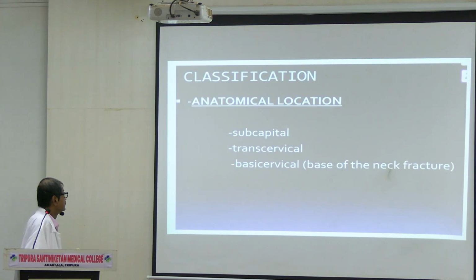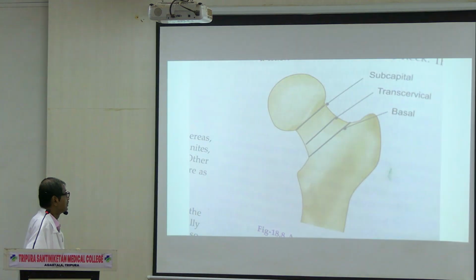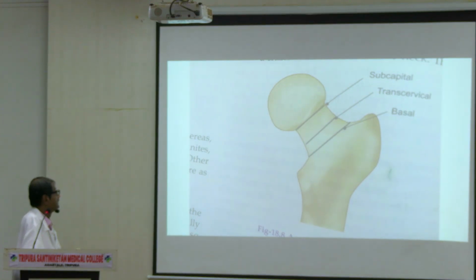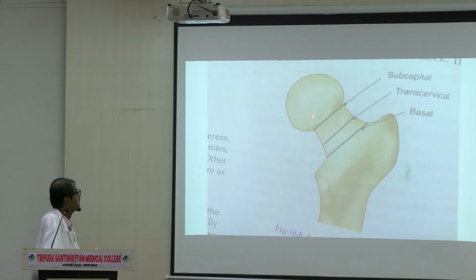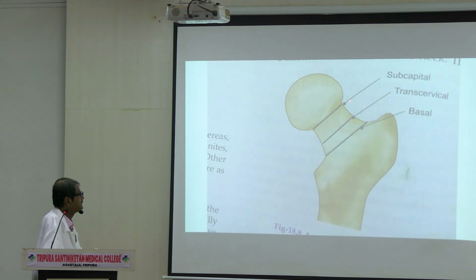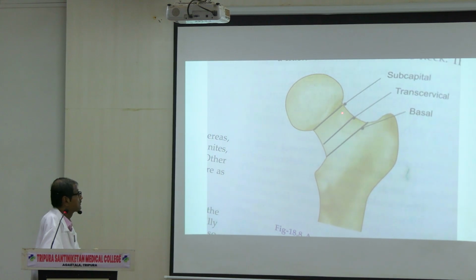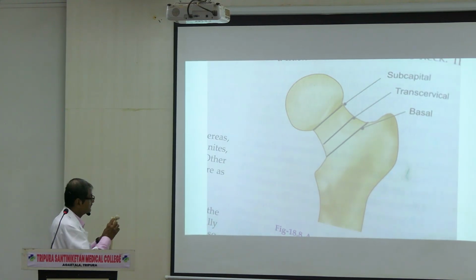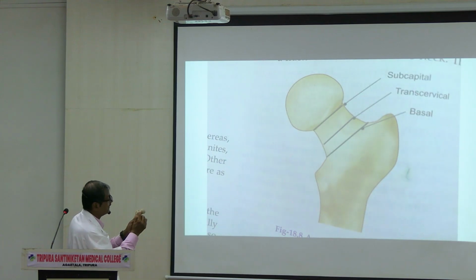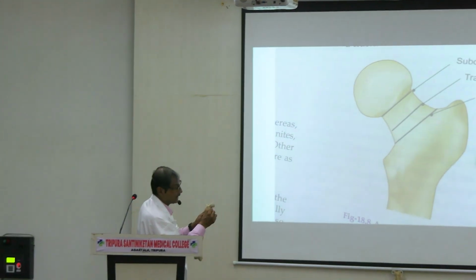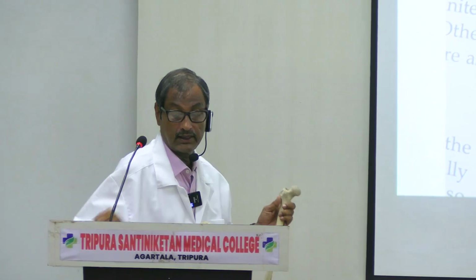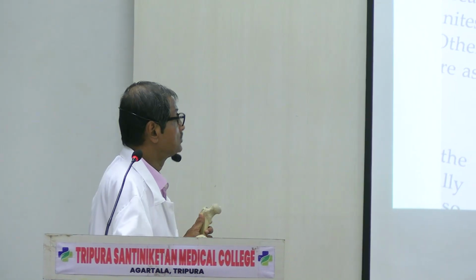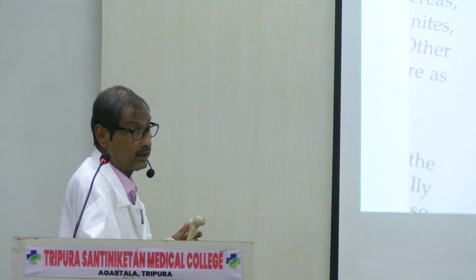Next diagram. This is called the anatomical classification of fracture neck of femur. This is the head. This is just below the head. This is called a subcapital fracture. Just below the head, subcapital fracture. Next, the middle of the neck, transcervical, and at the base of the neck, that is called basal. A person may come with three types of fracture. This is called the anatomical classification.